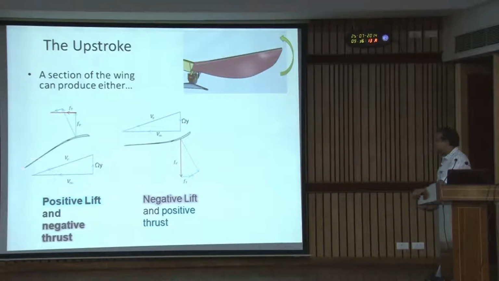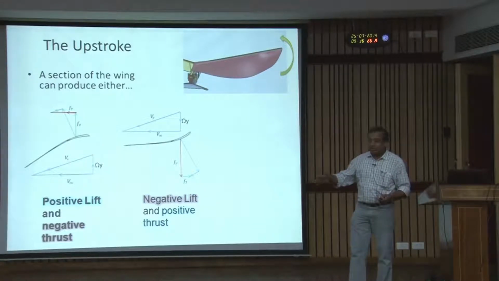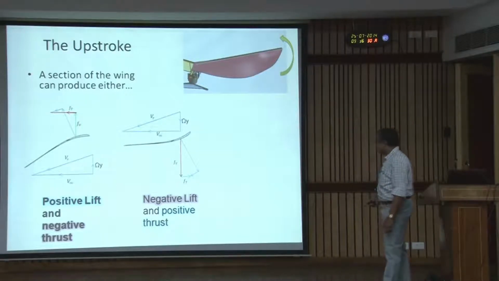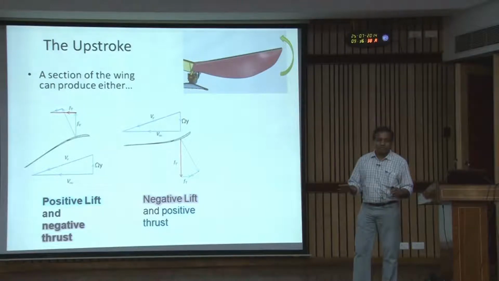But if we reverse this camber, say this is the camber line of a thin aerofoil, then you get a negative lift but positive thrust. So we thought that maybe they are using a twist distribution such that some part of the wing is in this configuration and some part in that configuration, so that the integrated effect is a positive lift and thrust during the upstroke also.